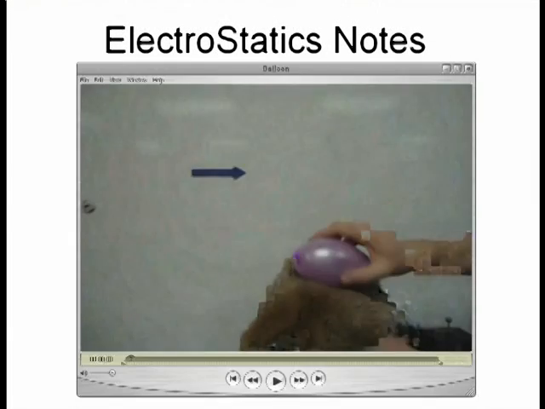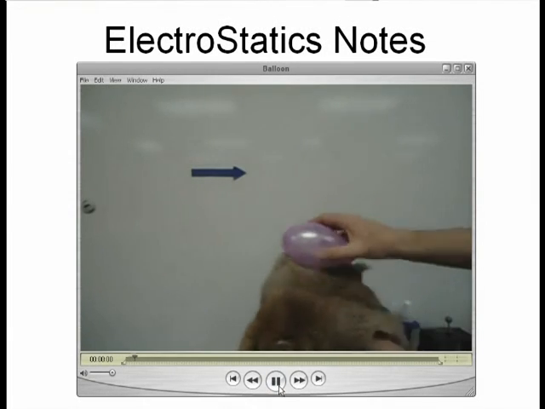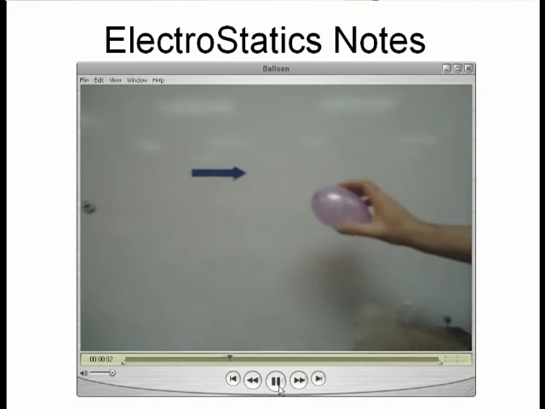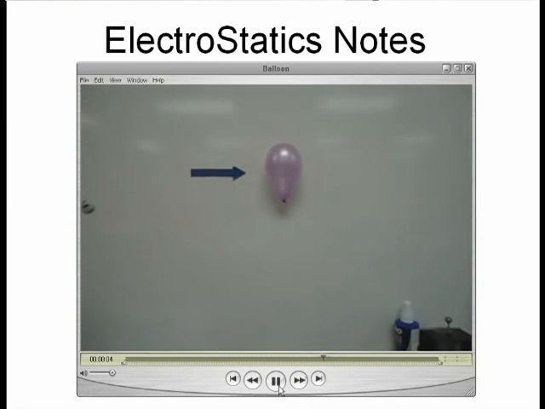Electrostatic notes. If I rub a balloon with some fur, I'm going to build up a static charge onto it, and that balloon can stick to the wall. This is due to an electrostatic force. Electro as in electricity, and static means not moving. We're building up charges, and the charges just sit on the balloon and they're not moving.